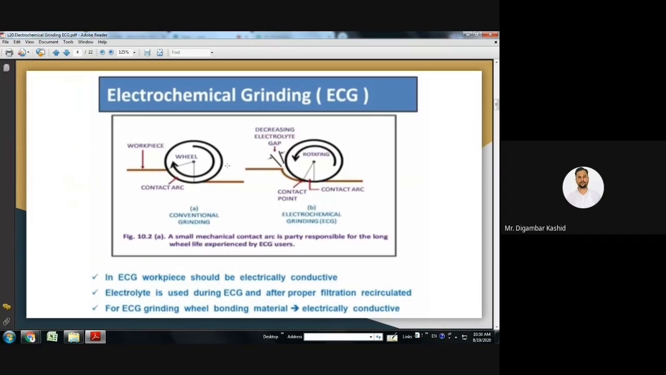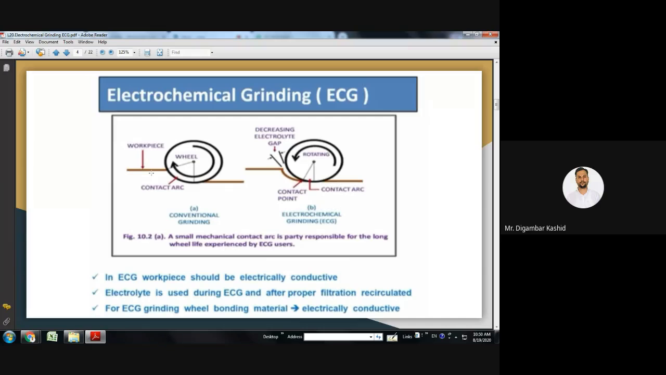Okay, you can see here, I will show one diagram. Here in conventional grinding, you can see this is a grinding wheel, and on its surface there are abrasive particles bound. Through physical contact with your workpiece, you can polish or grind your workpiece surface.